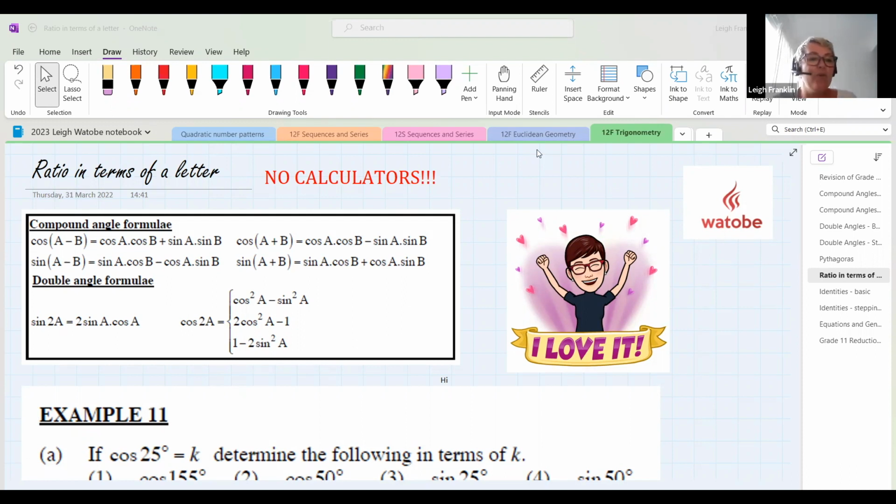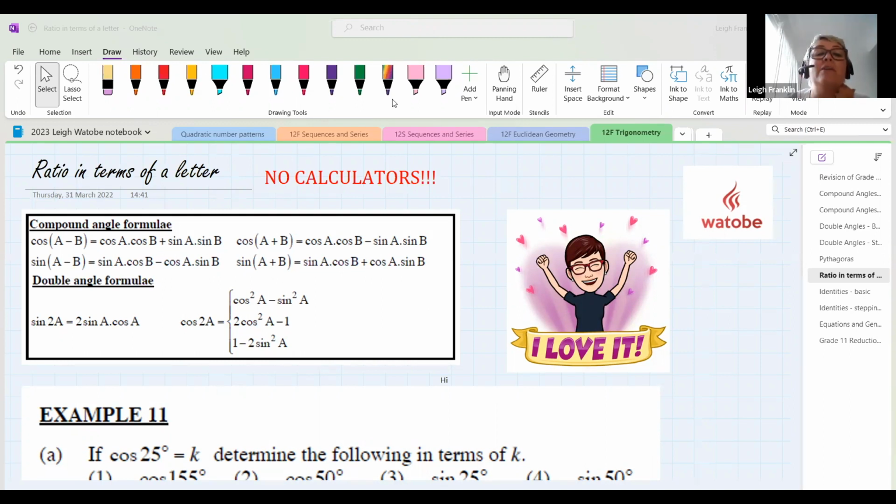So let's get cracking on ratio in terms of a letter. Like with Pythagoras type questions, ratio in terms of a letter is a question that you were first exposed to when you were in grade 11. And it's something that often comes up in exams and test questions. That's why it's important that we have a look at these types of questions and what they're expecting us to do when we have to apply compound angle formulae and double angle formulae to the mix as well.